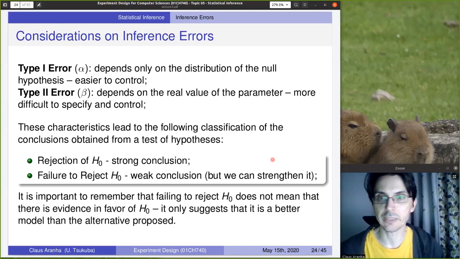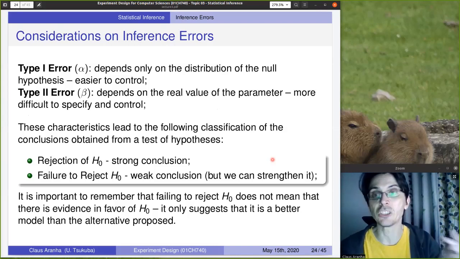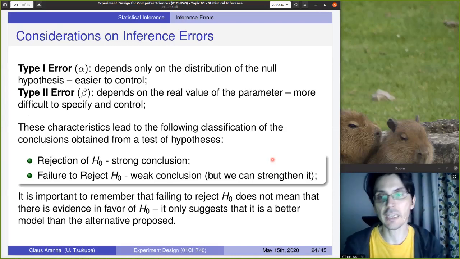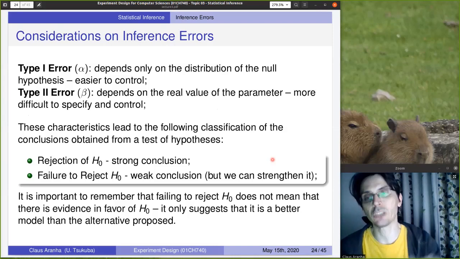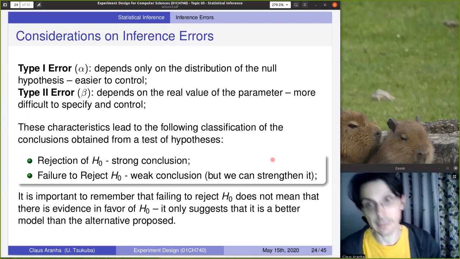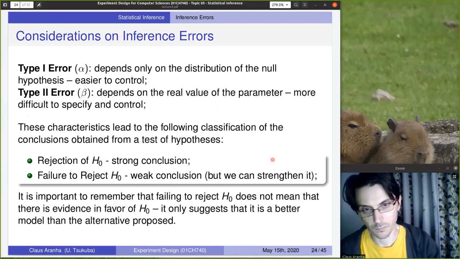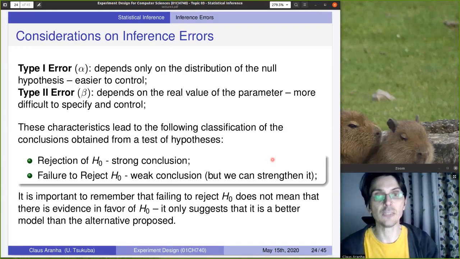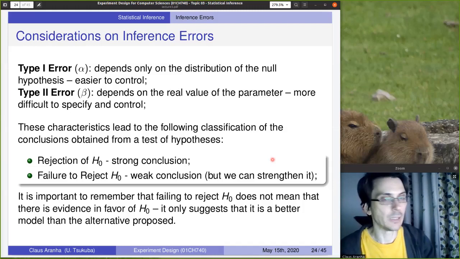Because of these characteristics, we can say that to reject the null hypothesis is a strong conclusion. On the other hand, to fail to reject the null hypothesis is a weak conclusion, but we can strengthen it. So it's important to remember that failing to reject the null hypothesis does not mean that the null hypothesis is true. It only suggests that the null hypothesis is better than any other alternative model that we know so far. Okay?